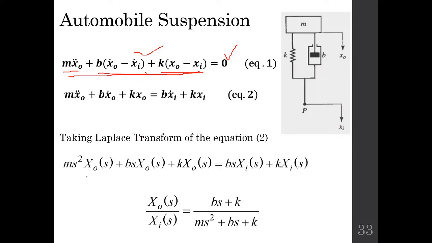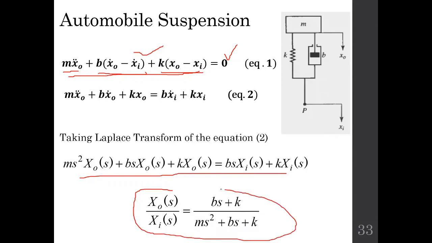After applying the Laplace transform, you can find the transfer function, which is given here: X0(s) divided by Xi(s) equals (bs + k) divided by (ms² + bs + k).